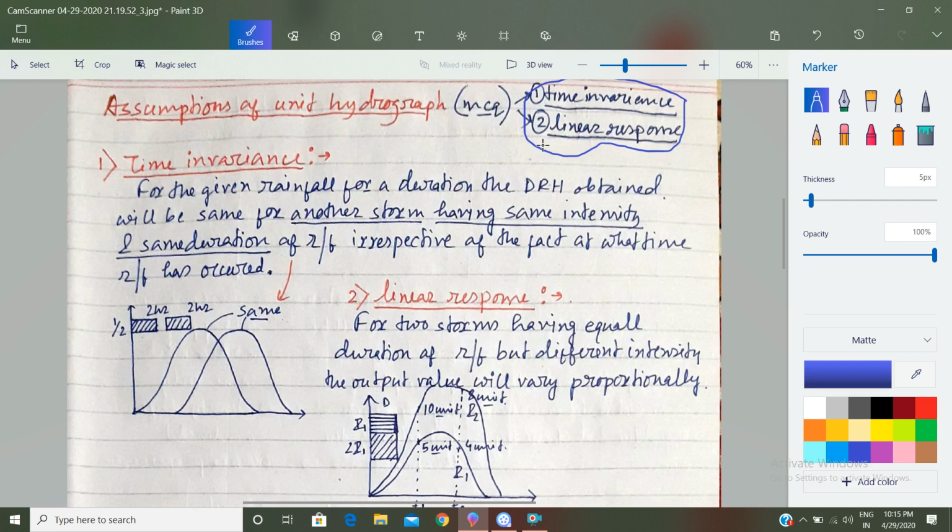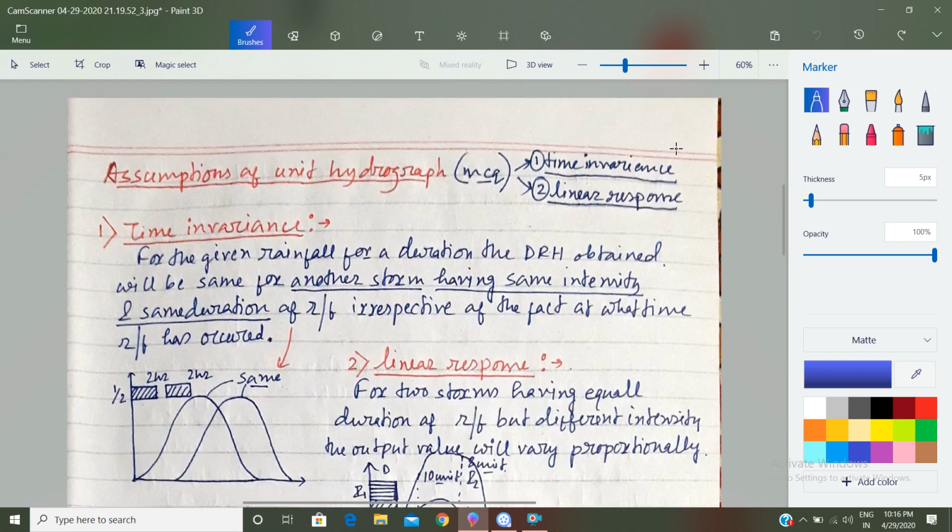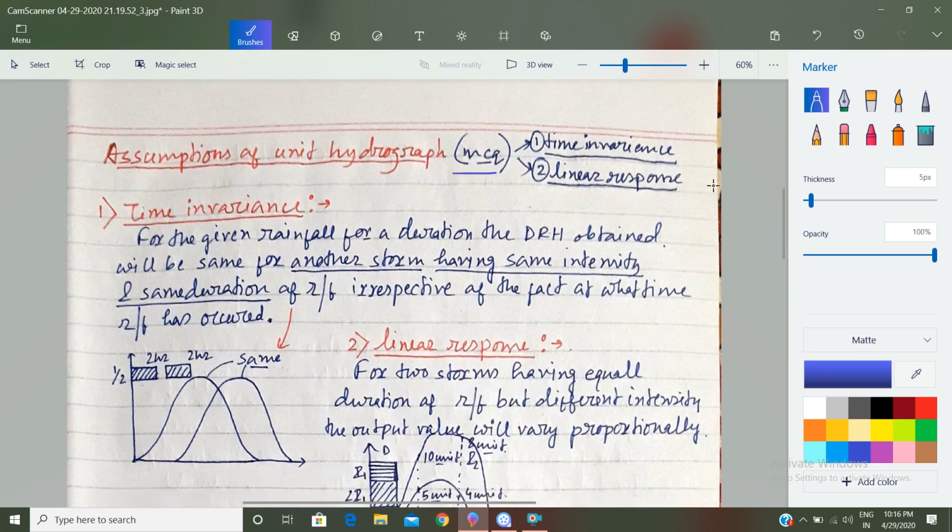This is the assumption here. Then what is linear response? Suppose 1 centimeter of precipitation gives you a direct runoff like this. Then 2 centimeter precipitation will give you a direct runoff like this, just multiplying the ordinates by 2. This is the linear response. You don't need to remember all of this, but just remember time invariance and linear response. This is given in questions many times, and it is for MCQs.